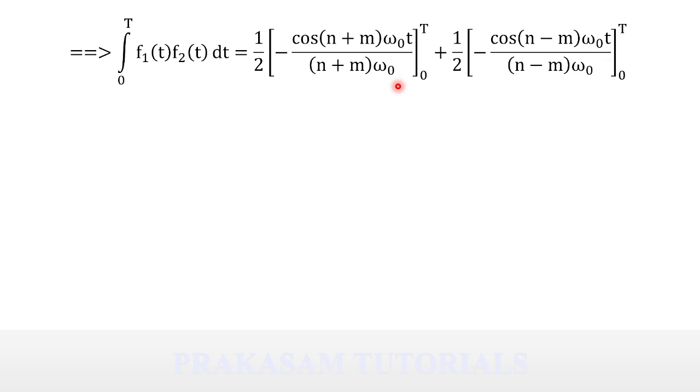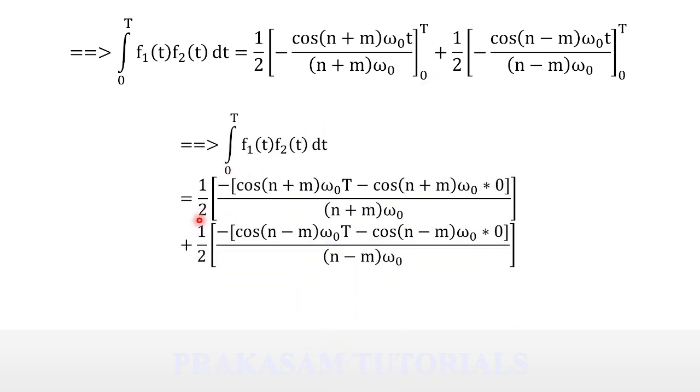So we have, in the first integral term, the integration is minus cos of n plus m omega naught t by n plus m omega naught, over the interval 0 to capital T, plus 1 by 2, and the second integral term integration is minus cos of n minus m omega naught t by n minus m omega naught, over the interval 0 to capital T. Now substitute the upper value of t and the lower value of t. The upper value of t is capital T and the lower value of t is 0.